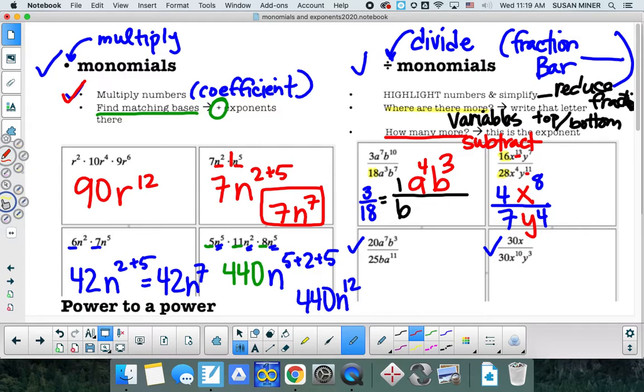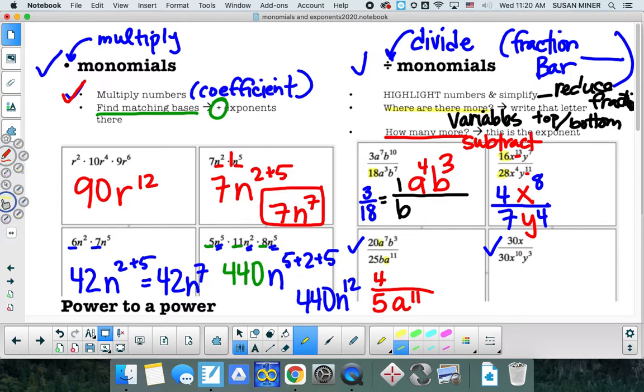Okay, 20 and 25ths, both of those can be divided by 5. It's going to end up as 4/5. Then I'm going to take a look at my letters. Here's an A. Here's an A. Remember, I can only combine same letters with same letters. The bases have to match up. And so there's more A's in the denominator. So that's where my A is going to end up.